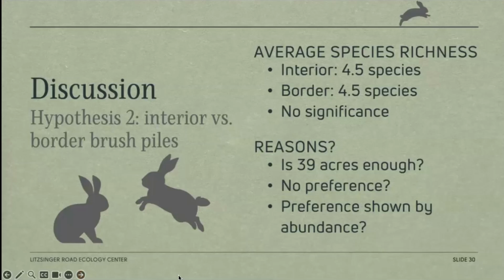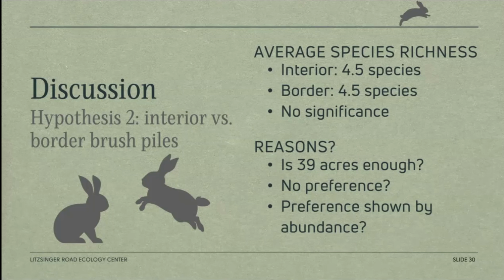And the second is interior versus border brush piles. For interior brush piles, the average species richness was 4.5 species. And for border brush piles, it was also 4.5 species. So very clearly, there is no statistical difference between those. But what are the reasons for it?